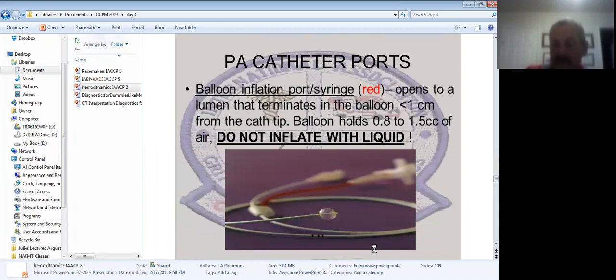The red port is the balloon, and it really is only used to inflate and wedge. That's all it's used for. It has a syringe attached that will hold between 0.8 and 1.5 cc's of air. You're not ever supposed to try to remove that syringe and replace it with another one. That syringe is pre-measured for that particular balloon.